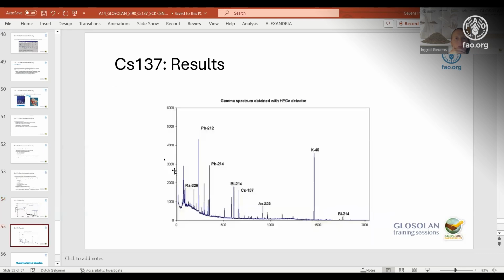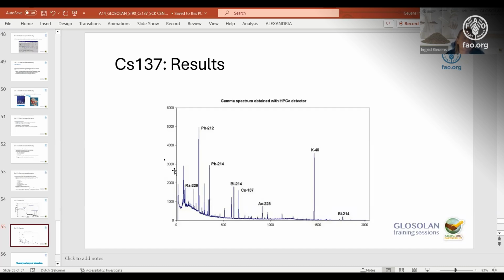Another result is the cesium-137 gamma spectrum for a soil sample with all kinds of nuclides. So it's a contaminated soil sample where you can see different nuclides present from lead to bismuth and cesium, but also actinium was still present, or potassium-40 was present.